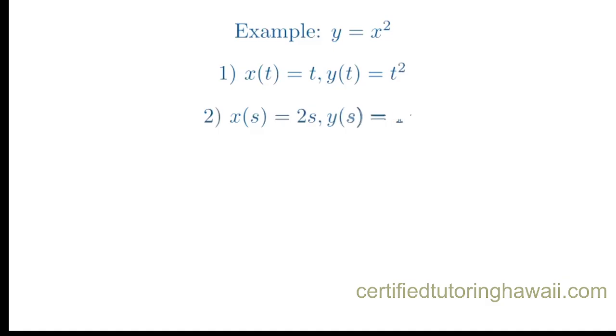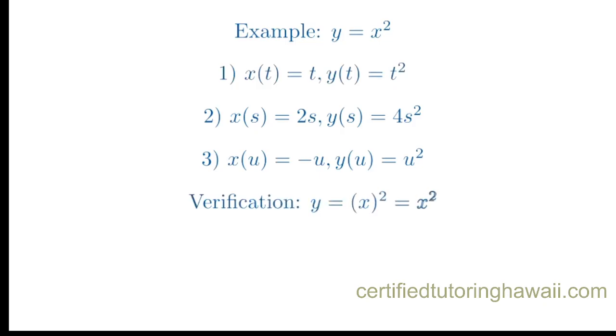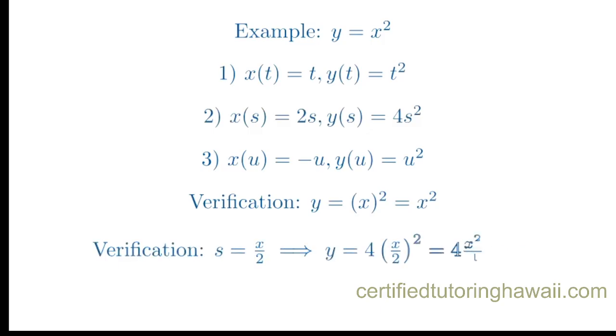Let's look at a concrete example. All three of these sets of parametric equations describe the exact same curve, a parabola opening upwards. Let's verify. For the first set, if x equals t and y equals t squared, we can just substitute x for t and get y equals x squared. Simple. For the second set, if x equals 2s, then s equals x over 2. Substituting this into the y equation, we get y equals 4 times (x over 2) squared, which simplifies to y equals 4 times x squared over 4, or just y equals x squared.